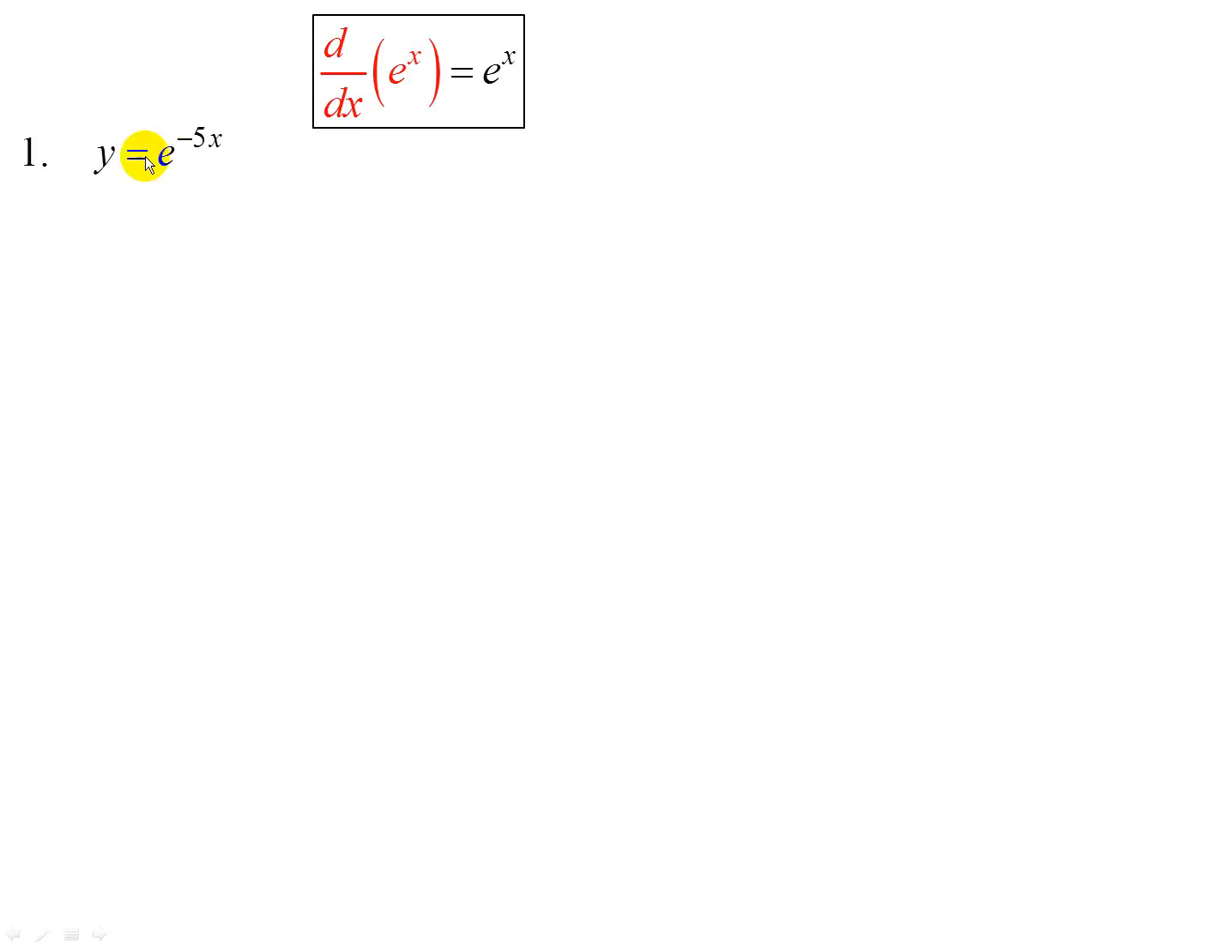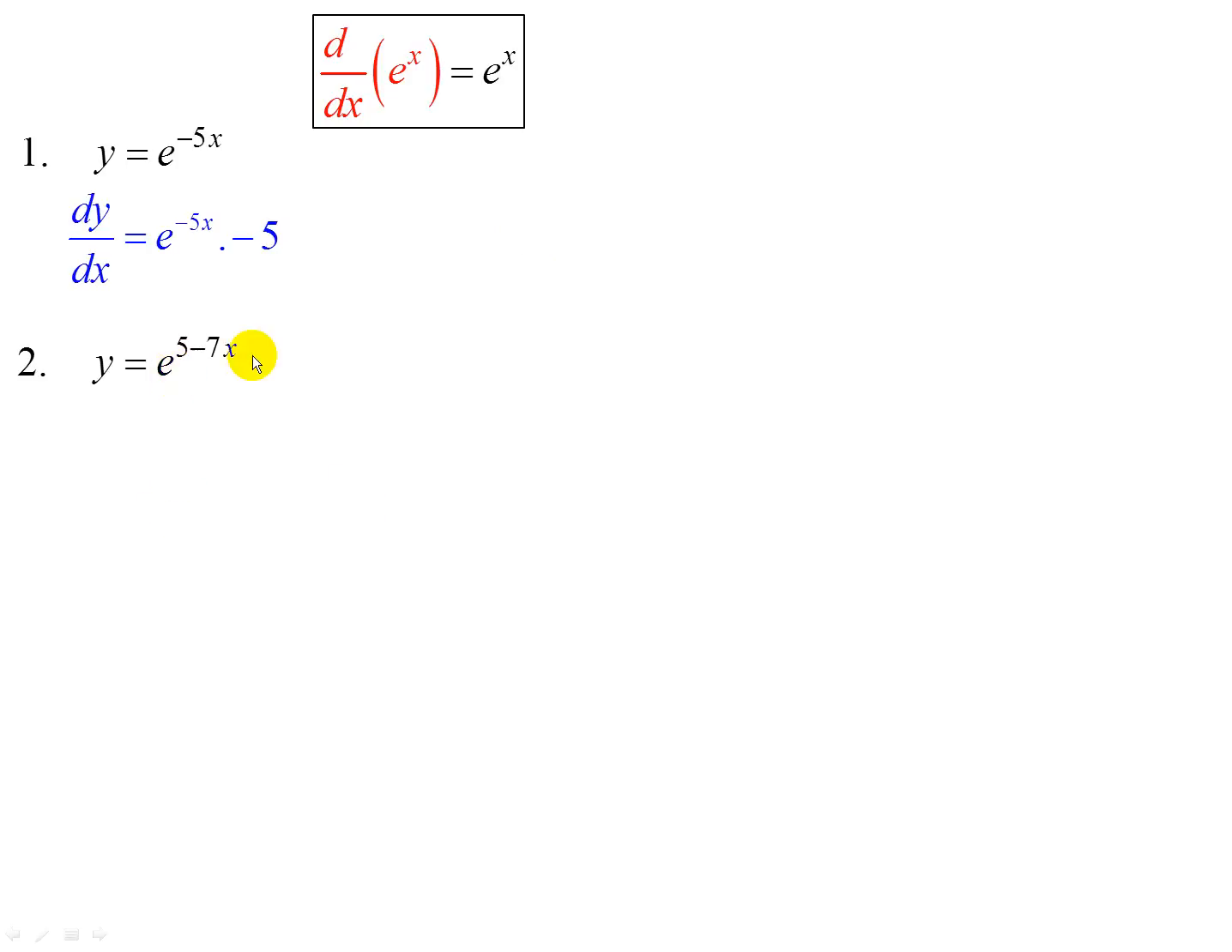There we are, y equals e to the minus 5x. The outside function is e to the something, so it stays e to that something, and then we differentiate the minus 5x. So that's how we end up with e to the minus 5x times minus 5.